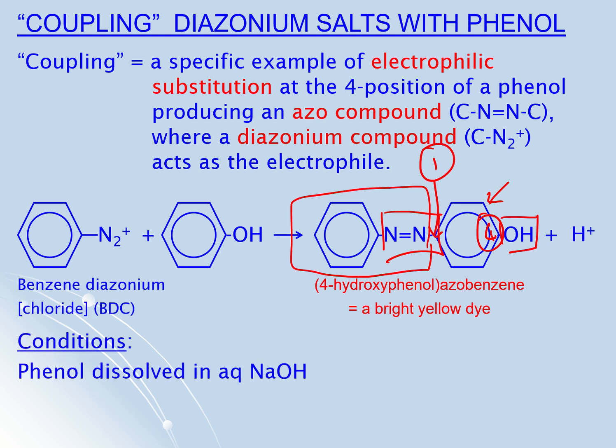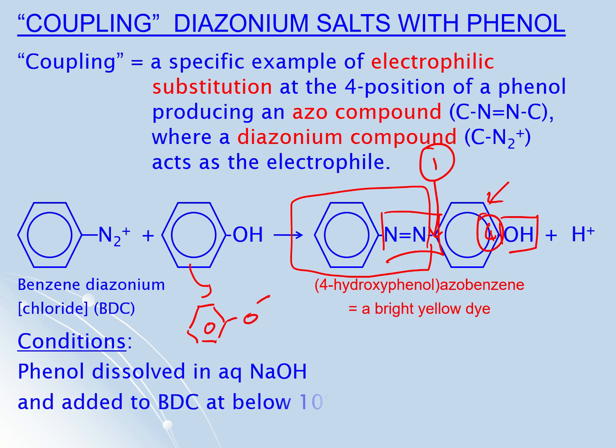Conditions that you need to know. Phenol is dissolved in sodium hydroxide. The reason for that is to make a compound called sodium phenoxide. That acts as an intermediate in the reaction, and it's done below 10 degrees Celsius, between 5 and 10.